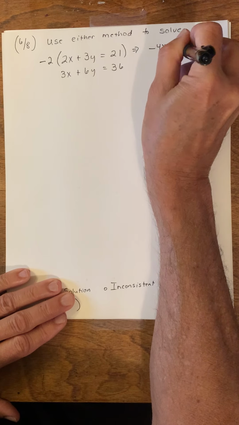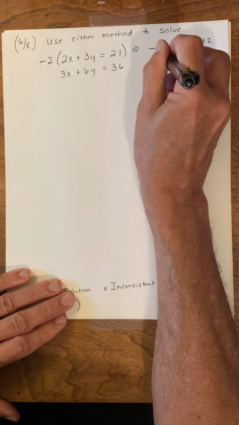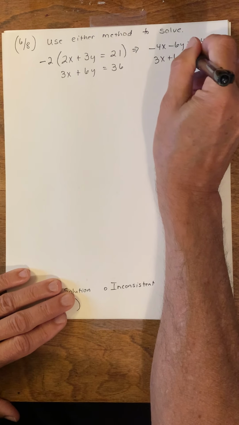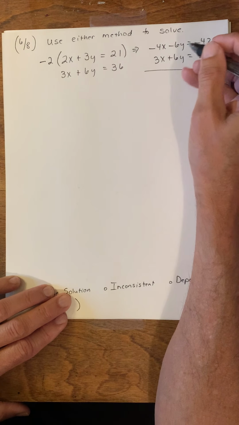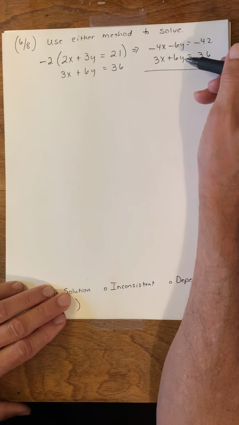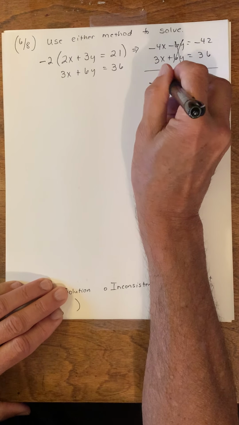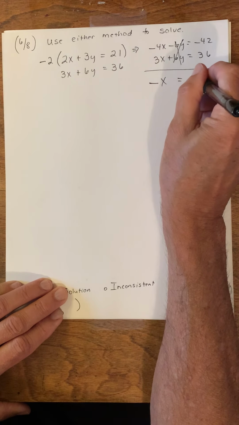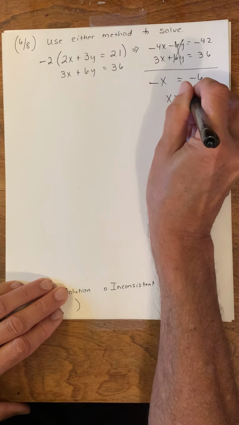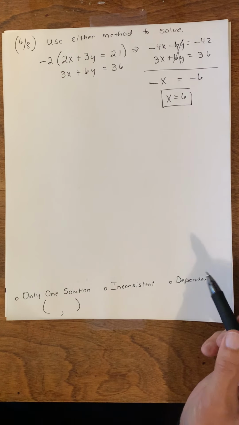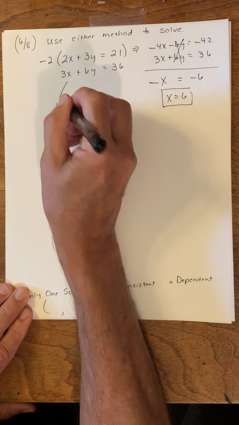-4x minus 6y, -42. Okay, I'm ready to do my elimination method, which means add the two equations. That obviously cancels. This gives me -x, and this gives me -6. If -x is -6, then x must be 6. Well, that was pretty easy. Already got my x. So pick either equation. I'll pick this second one here.